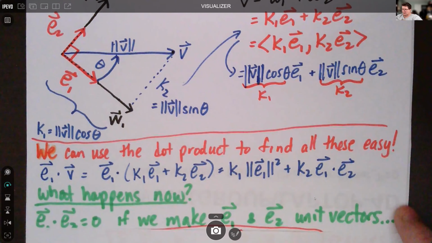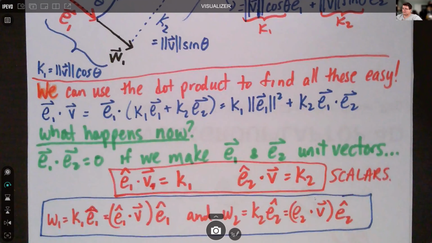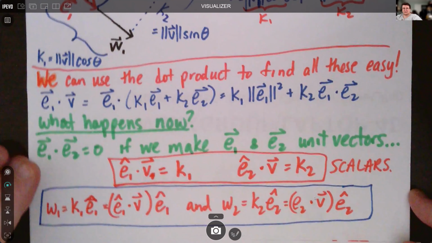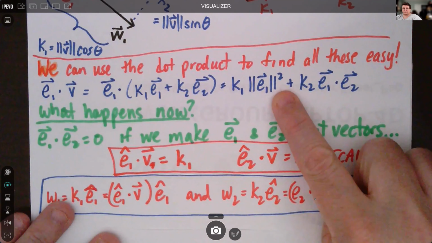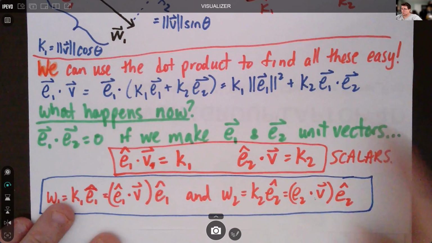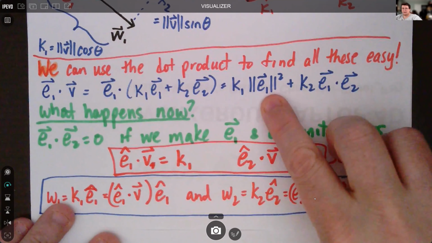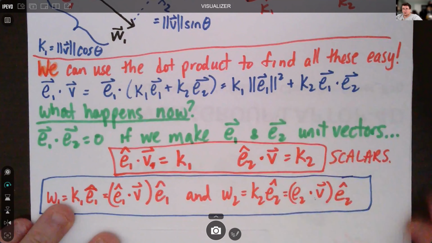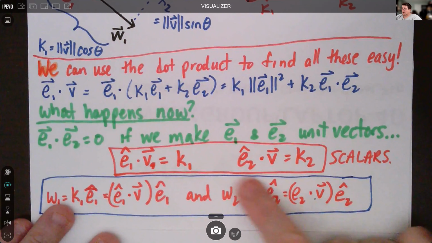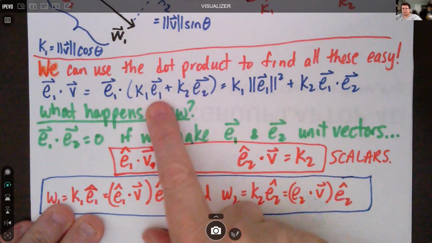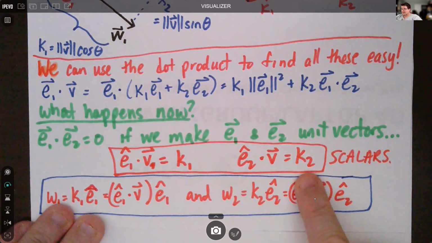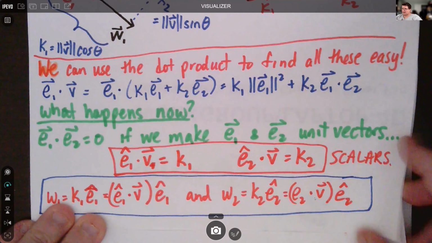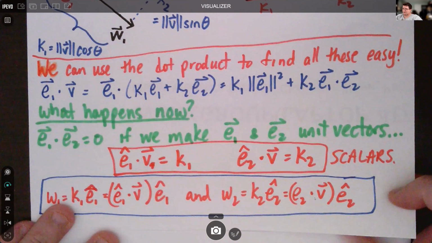And if we make E1 and E2 unit vectors, then what happens? E1 dotted with V is just K1, because the magnitude of E1 squared is 1, and so the E2 term zeroes out. We're just left with K1. We do the same thing with E2. E2 is going to zero out the E1 component, leave us with the norm of E2 squared, and that's just going to give us K2. So E1 dotted with V and E2 dotted with V are just the scalars K1 and K2.